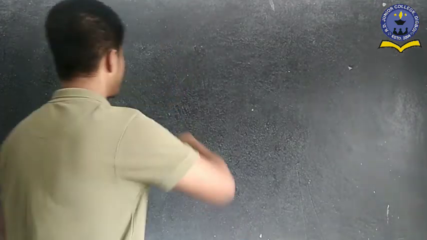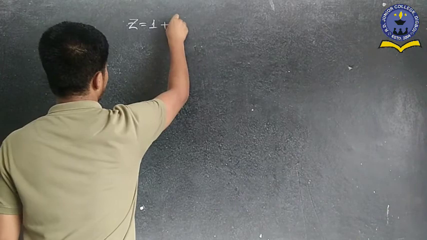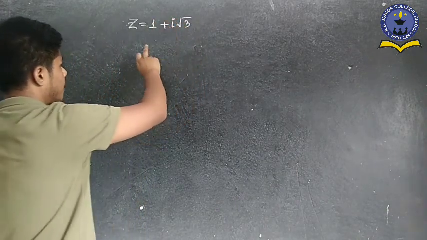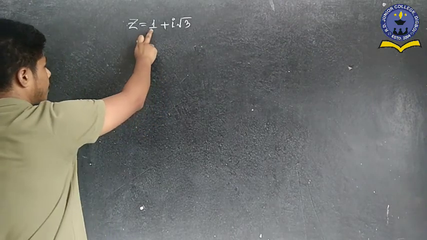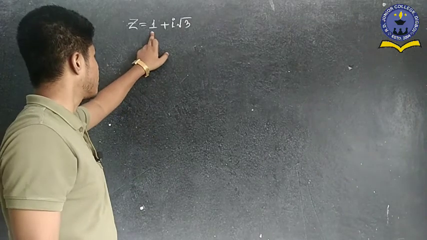First of all, here if you see, z is given as 1 plus i root 3. This is given, i root 3. So if you see the values here, the real part is 1 and the other coordinate is root 3. So that means positive, positive.